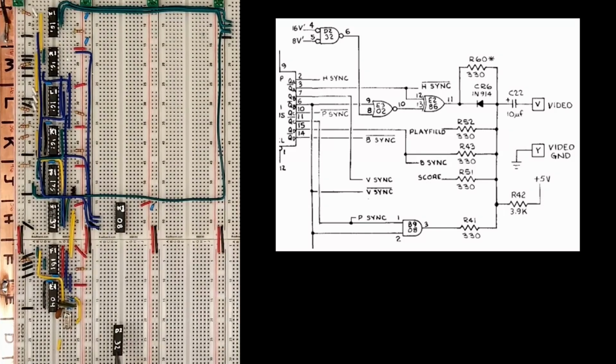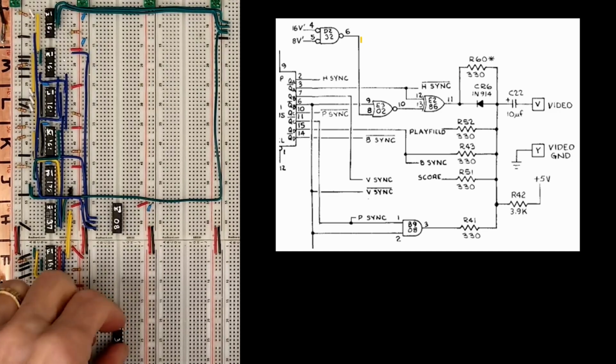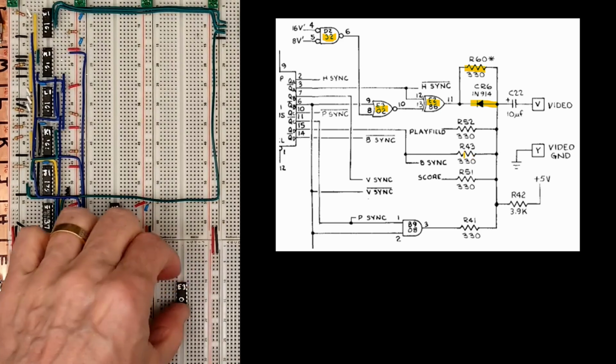Let's drop in the additional parts needed to generate the composite output. We'll need a 7432 quad OR gate in Dog 2, a 7402 quad NOR gate in EZ3, a 7486 quad exclusive OR gate in EZ2, this switching diode, and some passives. We'll use the video jack of our new control board as well.